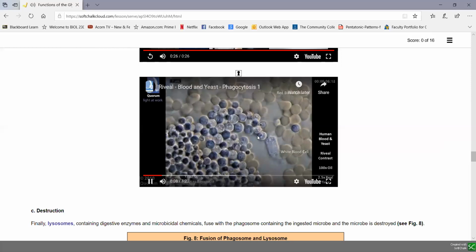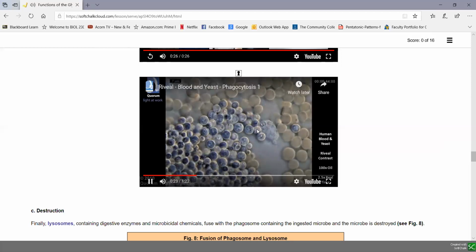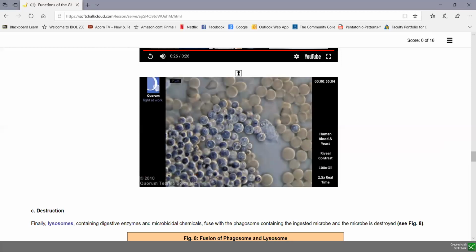So these are yeast cells. This is a neutrophil. And we see the neutrophil crawling towards the organism through chemotaxis, actually. It starts sending out pseudopods here, and they engulf the yeast and place it in a membrane-bound sac called a phagosome. And here we see another one being engulfed by the neutrophil down here.